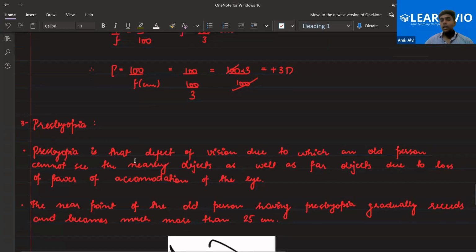Okay. So presbyopia is the defect of vision due to which an old person cannot see the nearby objects as well as the far objects, due to less power of accommodation of the eye. Due to the aging of the human eye, the ciliary muscles are not that strong to change the focal length in quick succession, right? So it requires a little bit of time, and the ciliary muscles also loosen the grip of the eye lens, right everyone?